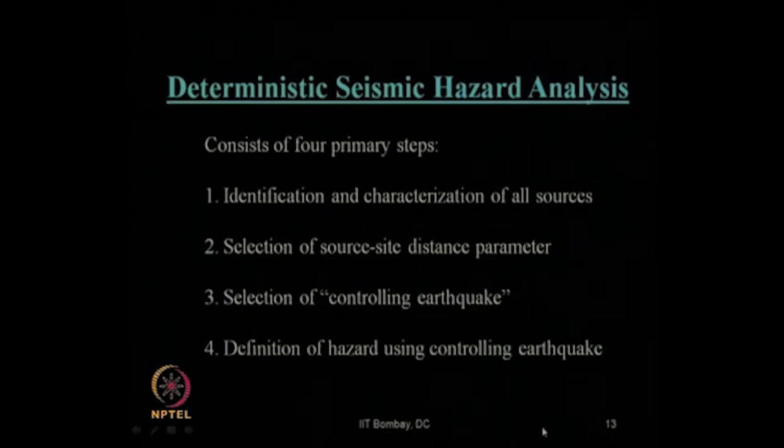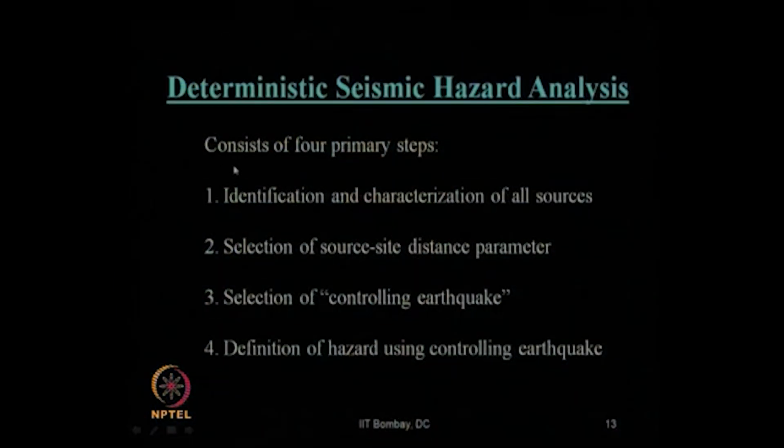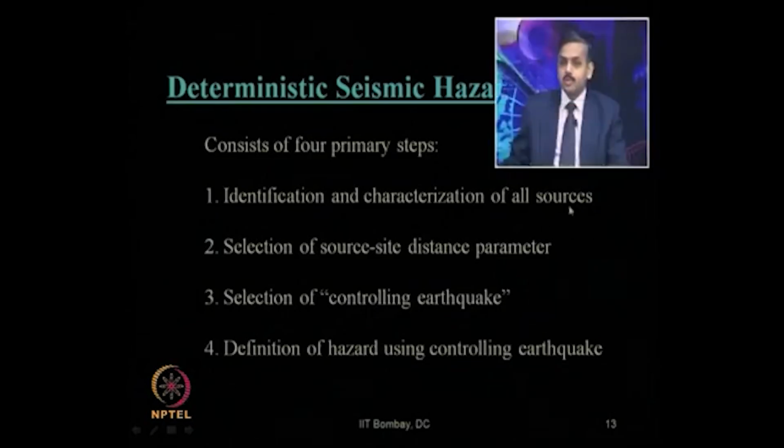So, let us see what are the various steps of doing this deterministic seismic hazard analysis. There are 4 major steps involved in this deterministic seismic hazard analysis. What are those 4 major steps? First step is identification and characterization of all sources. That is, you first identify all seismic sources close to your proposed site and characterize them. That is, what type of source. I will come to that very soon.